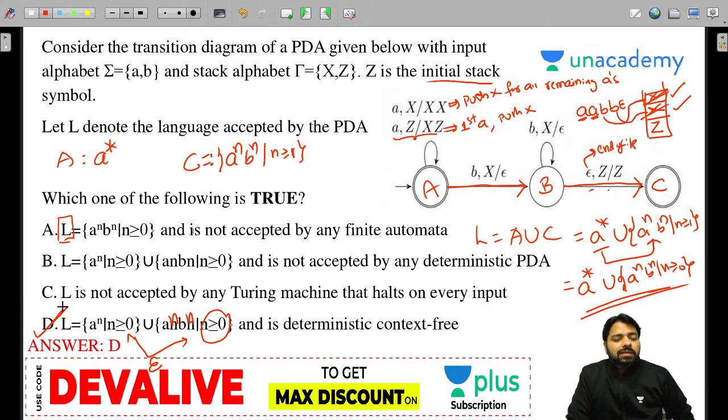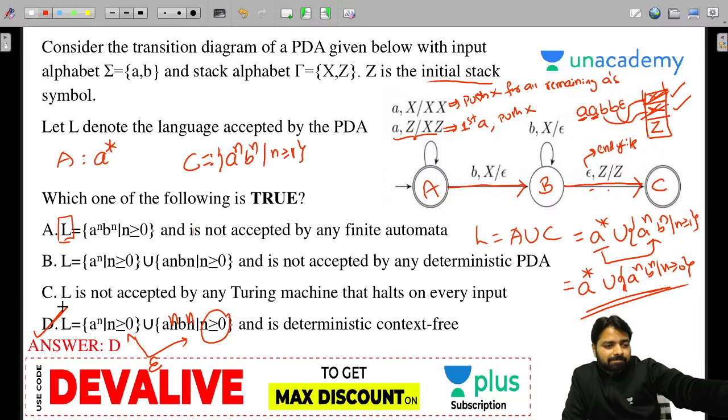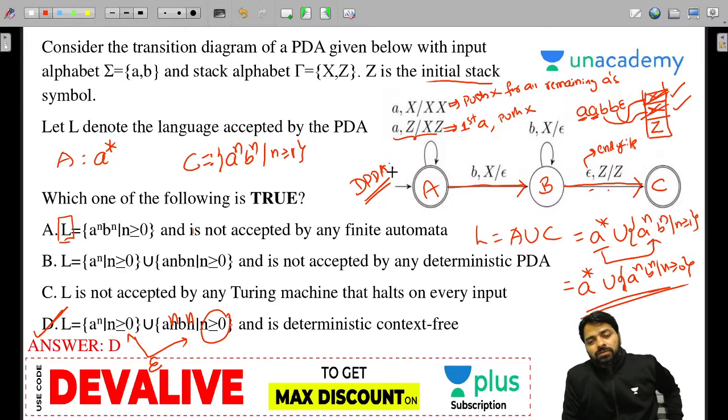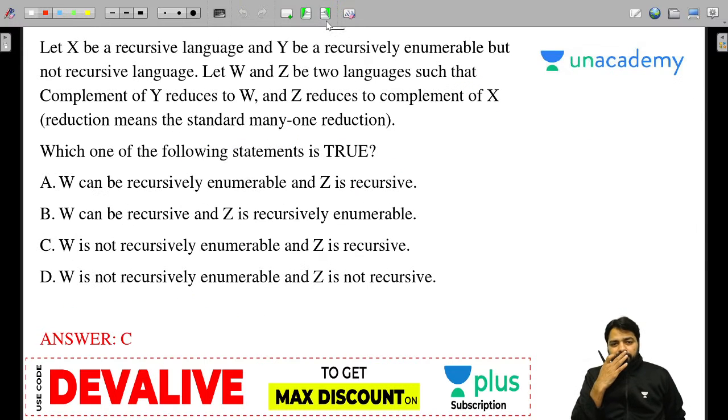Okay. The D is the right answer guys. It is a DCFL. The machine is already, it is a DPDA. This is the DPDA only guys. Okay, next.